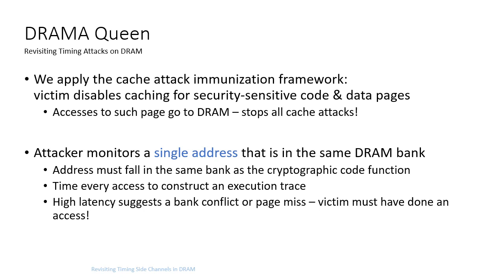So in this proof of concept, we apply the cache attack immunization framework. So that means that the victim does only uncached accesses to the code and data pages in the victim code, in the secure code. This means that all of the accesses go straight to DRAM, and it means that we assume no cache attacks are possible.